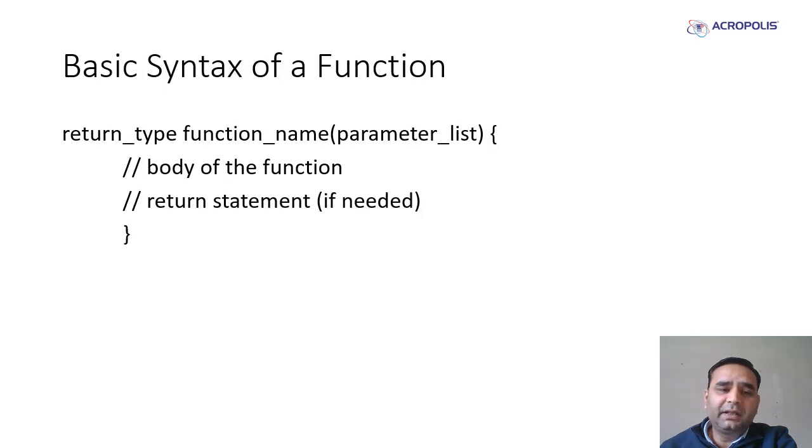So this is the basic syntax. We have the return type, then the function name, then the parameter list, and then the body of the function, which is called the definition of the function. In this definition, we have to write the code for the task that we want to perform with that function.